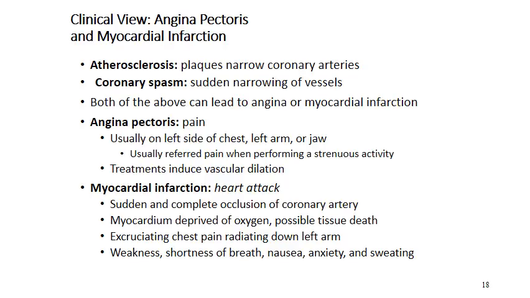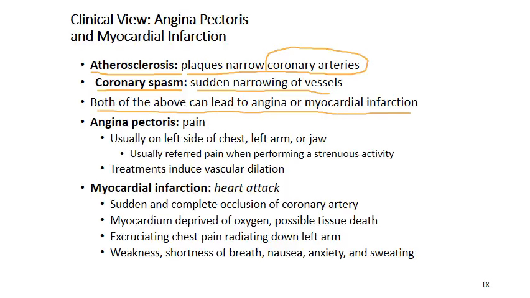So a little view from the clinical side, the angina pectoris and myocardial infarction, these are some things that can happen if we have issues with those blood vessels. Atherosclerosis just means that we have plaques that are narrowing the coronary arteries, of course, talking about that widowmaker there. And then we have coronary spasm, which is a sudden narrowing of vessels. Both of these can lead to angina or myocardial infarction.